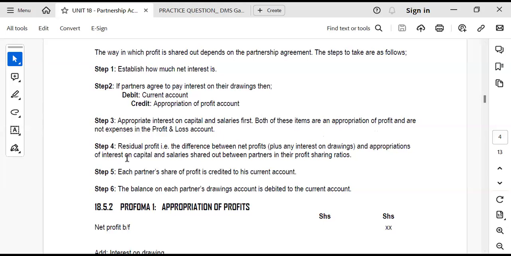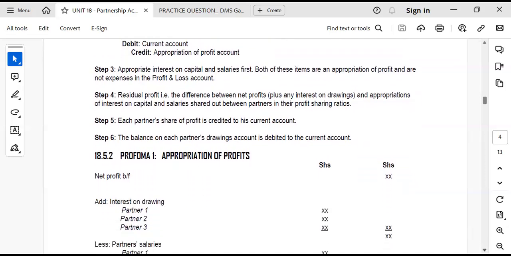Thereafter, we shall get the residual profit, that is the difference between the net profit plus any interest on drawings and appropriations of interest on capital and salaries, shared out between partners in their profit sharing ratios. After that, we shall get each partner's share of profit and we credit it to his current account. Thereafter, step 6, the balance on each partner's drawings is debited to the current account. So we're going to just look at the pro forma, what those steps are telling us.